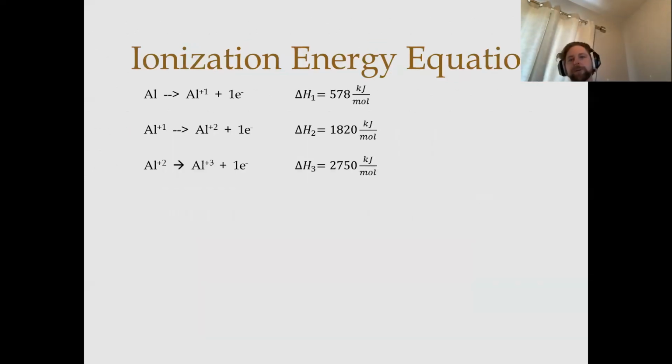So what we can do is express each of these ionizations as a chemical equation. And I took the numbers off of the chart to represent as enthalpy values. And these are all going to be positive. The atom is going to absorb energy, specifically the electron is going to absorb energy, and if that energy is sufficient enough, then the electron can leave.